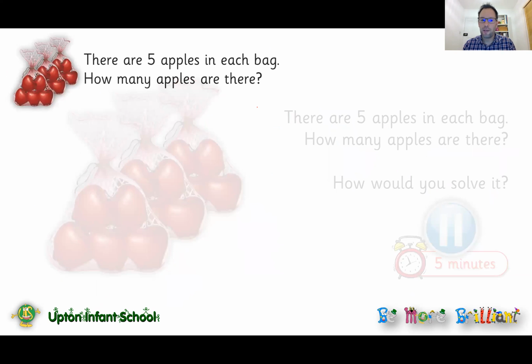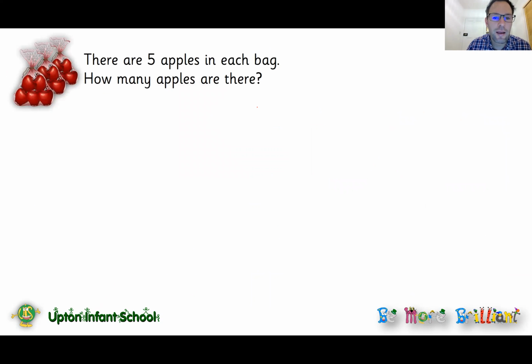Okay, how did they get on with that? So here we go. Here are our 3 bags of apples. There are 5 apples in each bag. How many are there altogether? Well, in our last lesson, we were doing lots of work on representing numbers by using an array. We could draw an array or we could make an array. I'm going to use my pasta shapes that I collected at the start to represent these bags of apples.